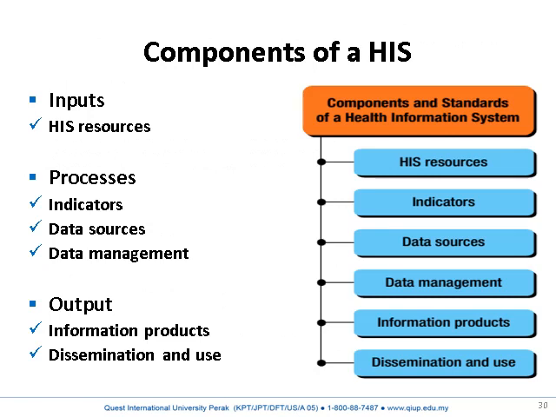These are the various components of health information system. Health information system resources are there. Processes include health information system indicators, data sources, data management, and outcome. Outcome includes information products, dissemination, and use. Components and standards of health information system include resources, indicators, data sources, data management, information products, dissemination, and use. We'll go through each.